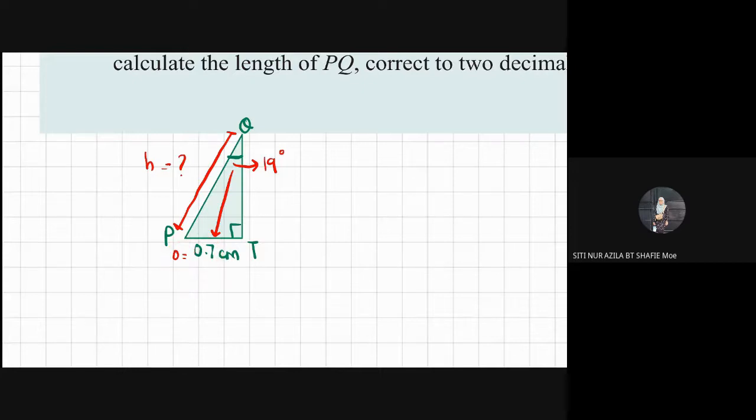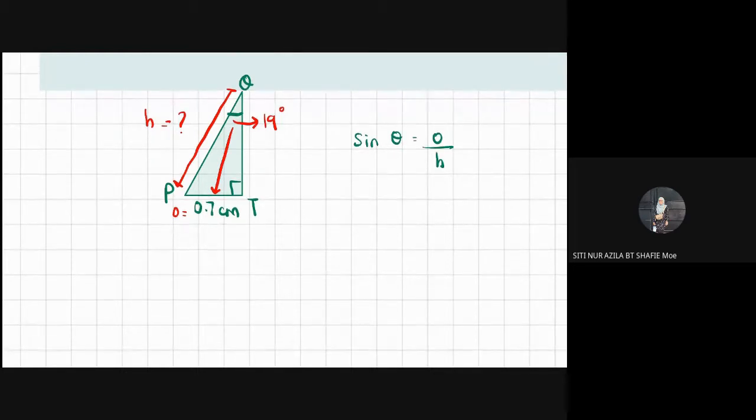Which formula is best to use for this type of question? Okay, thank you. So use sin. Sin theta is equal to O over H. Substitute the value that we have here. We have sin 19 equal to O, O is 0.7, 0.7 divided by H. H now is PQ, so write it down as PQ.